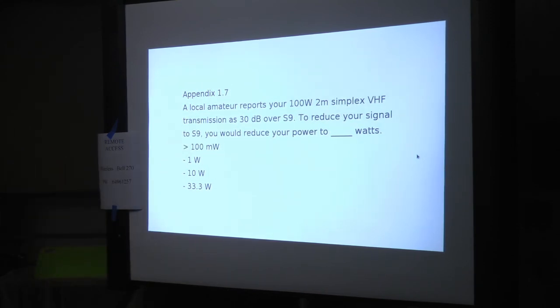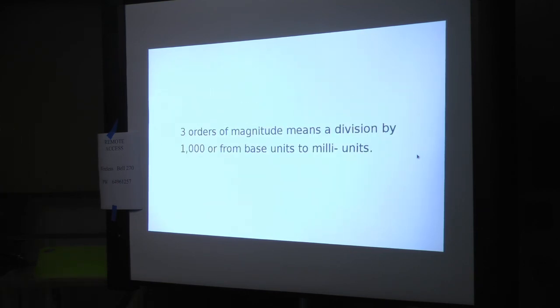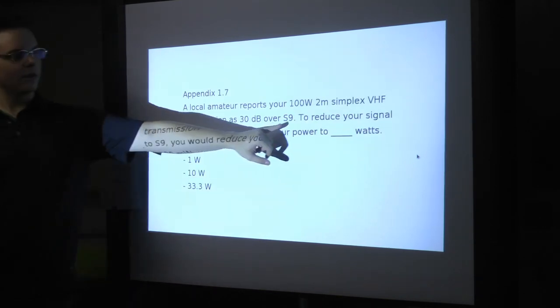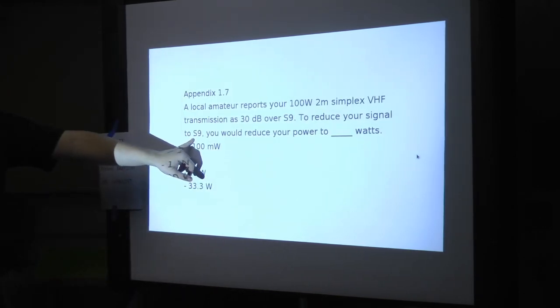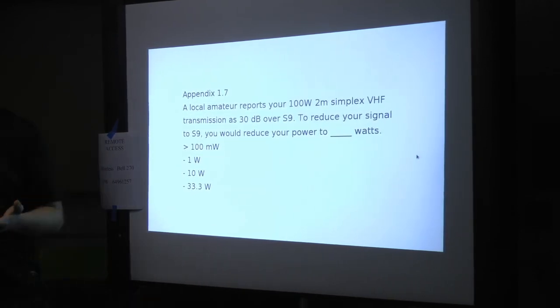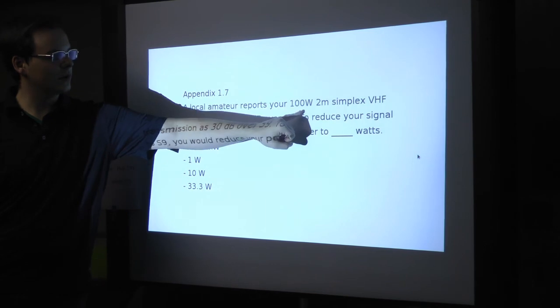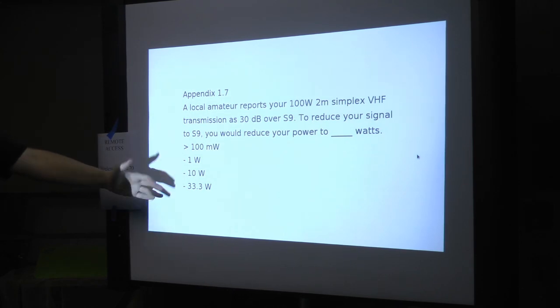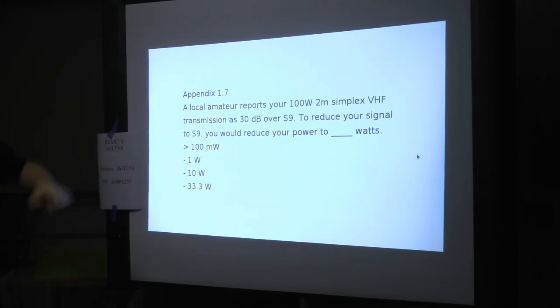So it's 100 milliwatts, right? If we go to the answer again, it's 3 orders of magnitude. We have to go from 30 dB over S9 to just S9. So we have to go 3 orders of magnitude, which means divide by 3 zeros. So we go 1, 2, 3. We end up with 0.1 watt. We don't have 0.1 watts, so we obviously have to play around with the units. We can do 100 milliwatts, which will work.